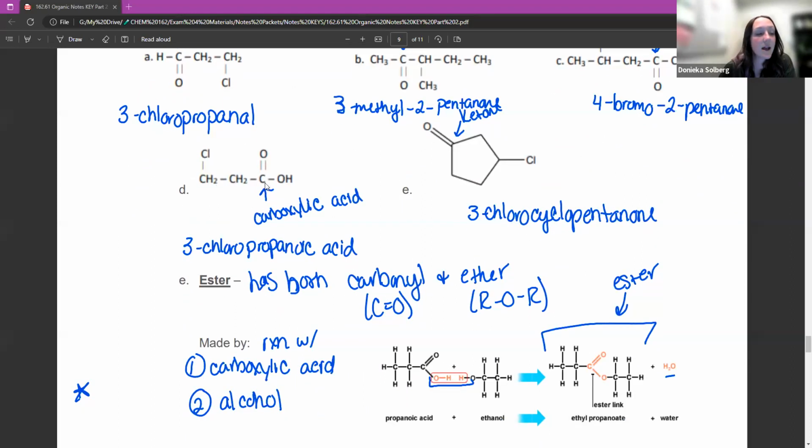This one's a carboxylic acid, C double bond OOH on the end. So remember, you don't have to tell me where that is. I don't need a 1-propanoic acid. I have 1, 2, 3 carbons. There's a chlorine on here, 3-chloropropanoic acid.